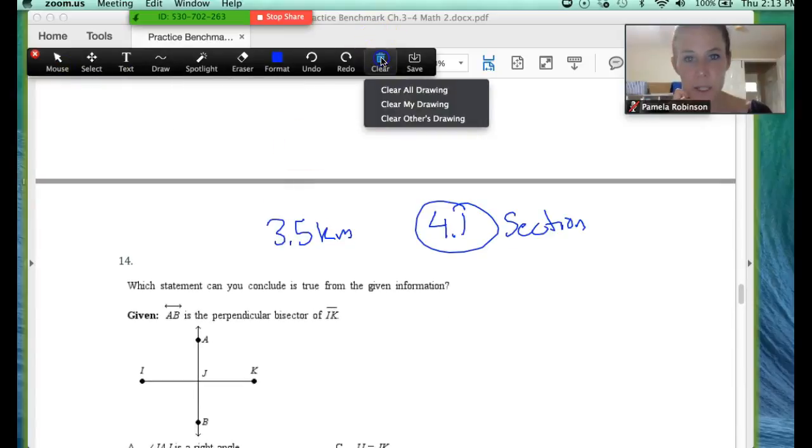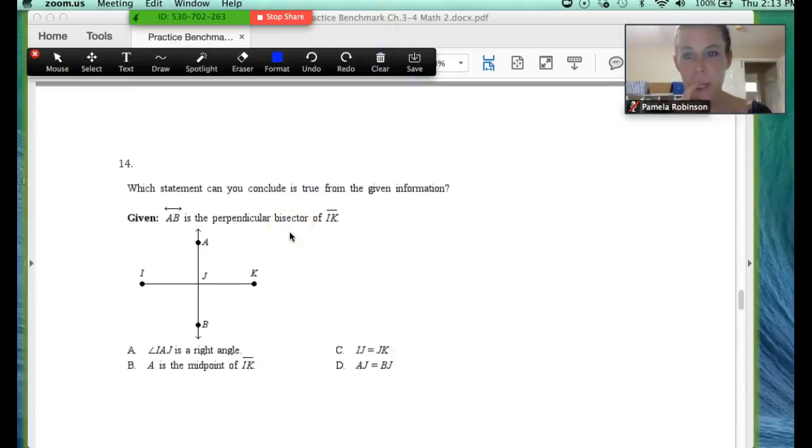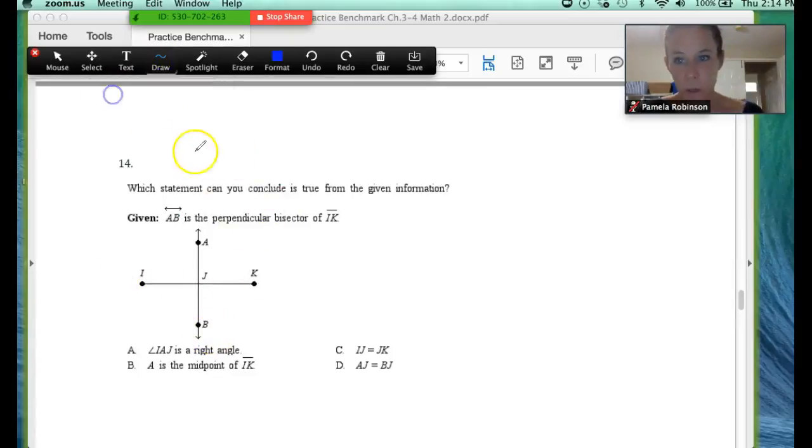All right, 14, let's clear that off. Which statement can you conclude is true from the given information? AB is perpendicular to IK, and it's the bisector. AB is the perpendicular bisector of IK. Let's mark what we know. We know it meets at right angles right there, so all four are going to be right angles. And then it bisects IK, so these two sides will be congruent.